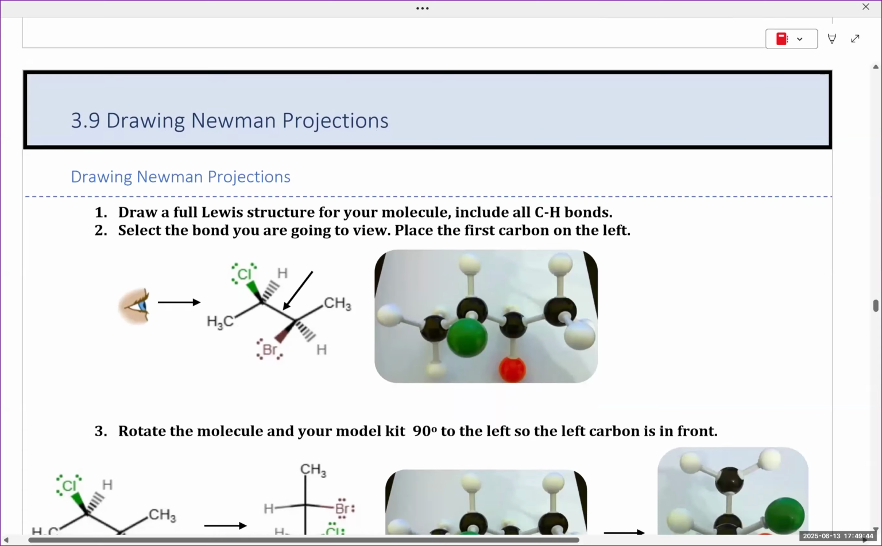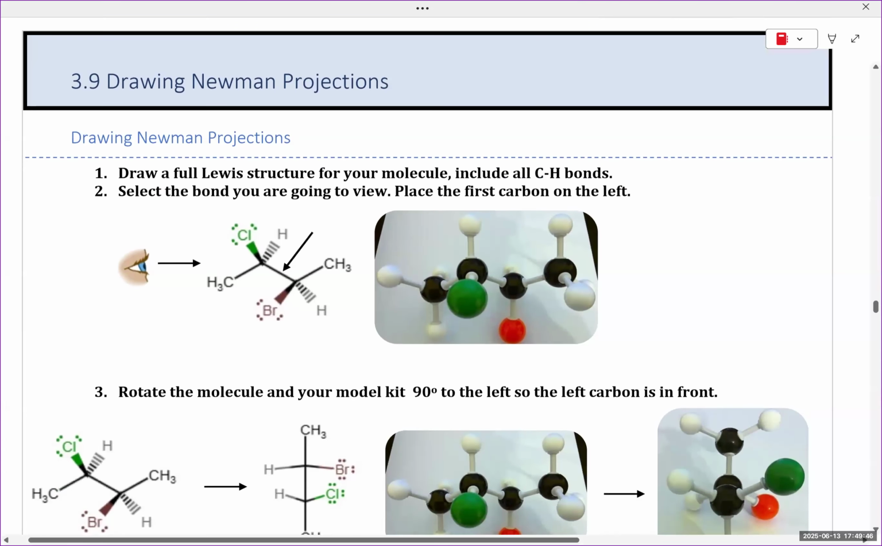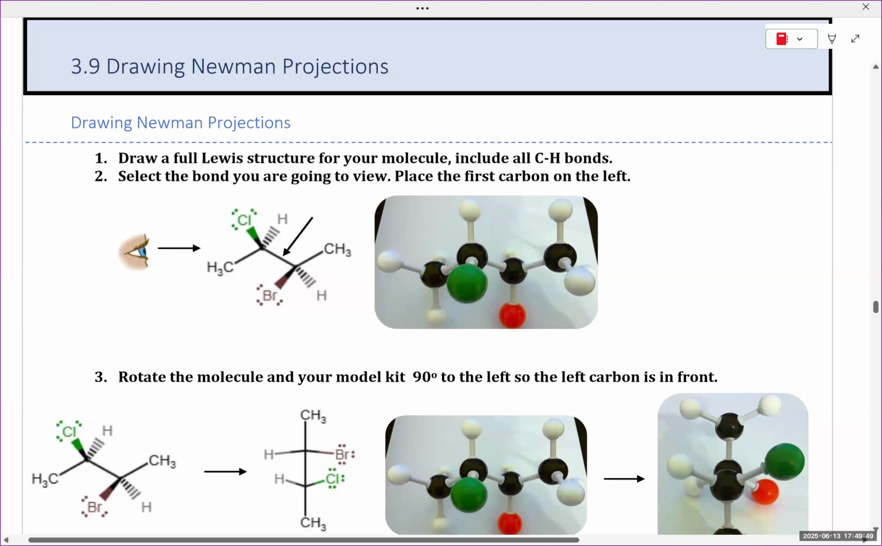Okay, let's talk now about the mechanics of drawing Newman projections. Newman projections are a critical way to succinctly visualize different conformations around carbon-carbon bond rotation, and as such, it's important to be very familiar with how to draw Newman projections. So first, you're going to need to draw a full Lewis structure for your molecule, including all of the carbon-hydrogen bonds, and making sure to include any dash wedge information if it's given in your structure.